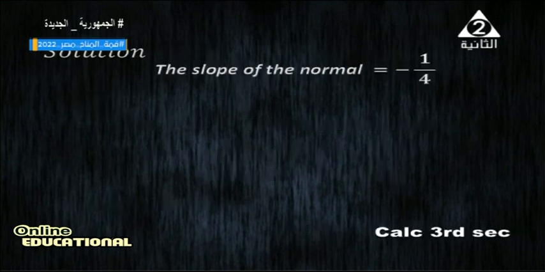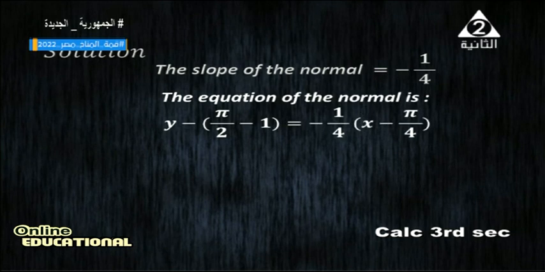Now, the slope of the normal. We know that the slope of the tangent equals positive 4. Then the slope of the normal equals negative 1 over 4. And the equation of the normal is y minus y1 equals negative 1 over 4 times (x minus x1). Then y minus (pi over 2 minus 1) equals negative 1 over 4 multiply (x minus pi over 4).